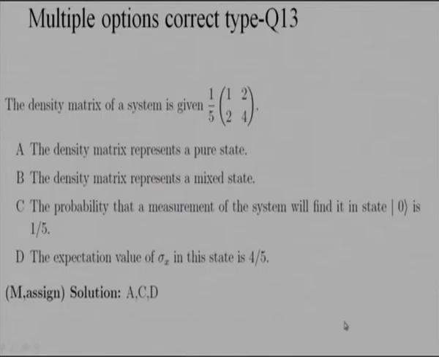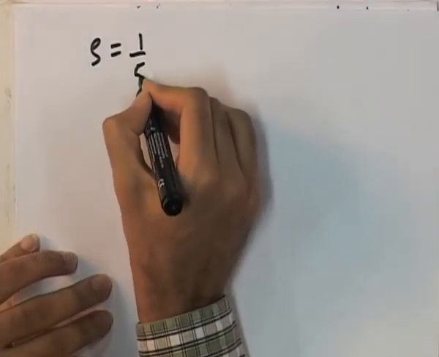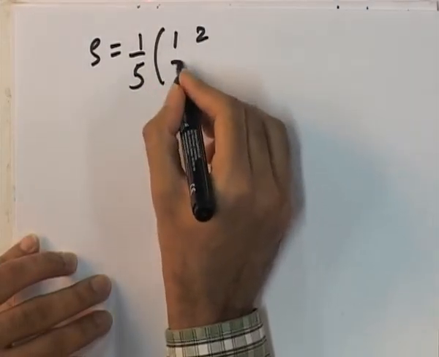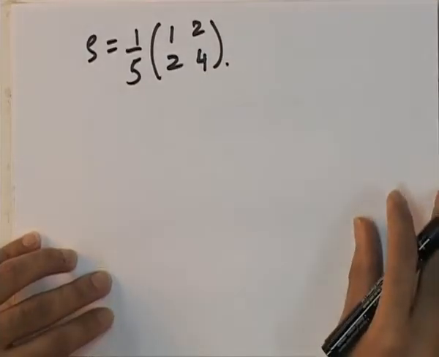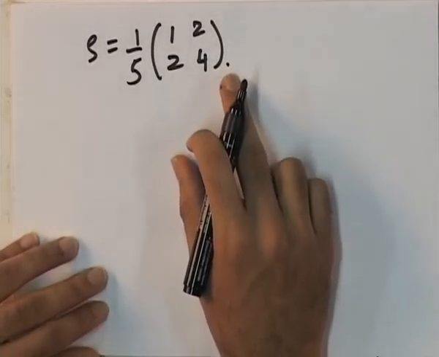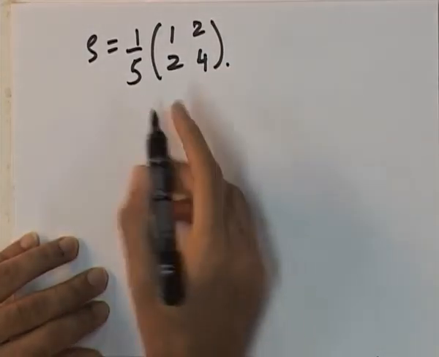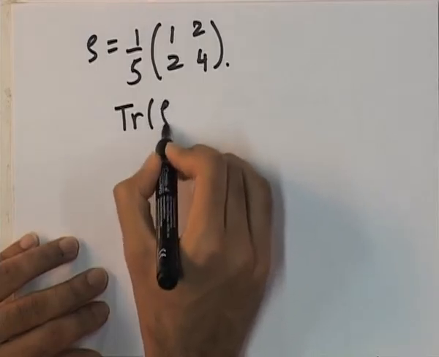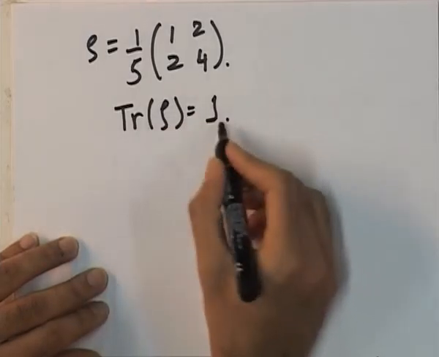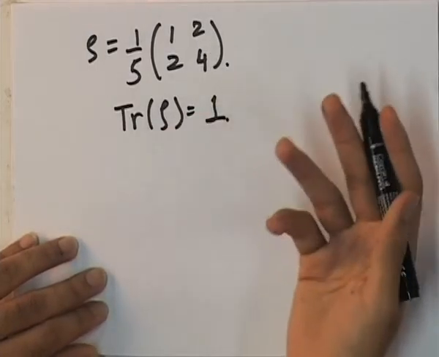Now question 13 is, the density matrix of a system is given by some matrix. The matrix which is given to us is 1 by 5 times [1, 2; 2, 4]. To first check whether this is in fact a density matrix, we need to check whether the trace of rho is equal to 1. And as we can see, the trace of rho is indeed 1.